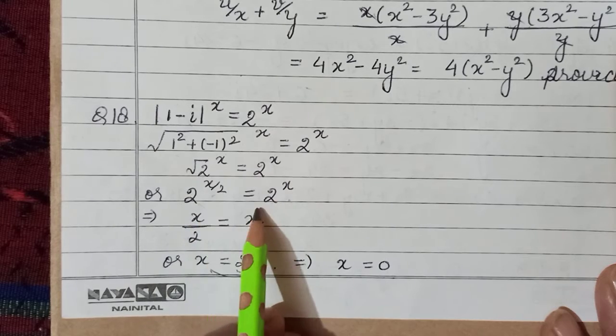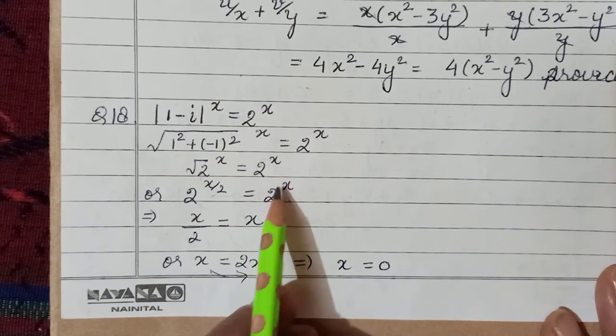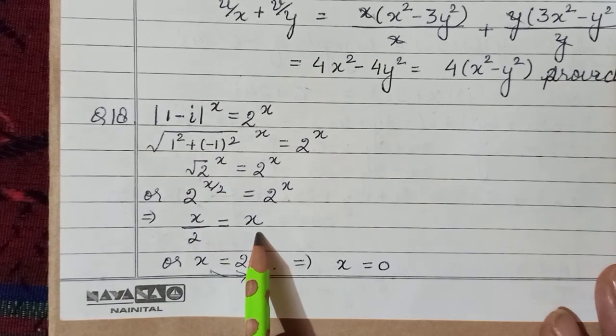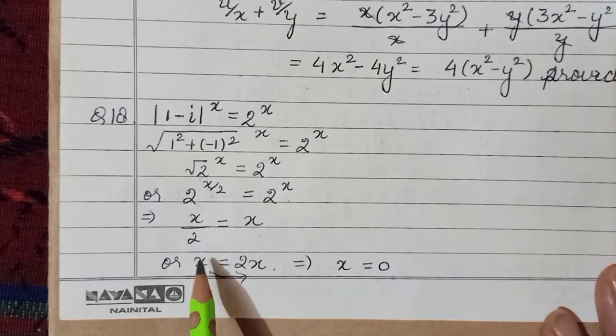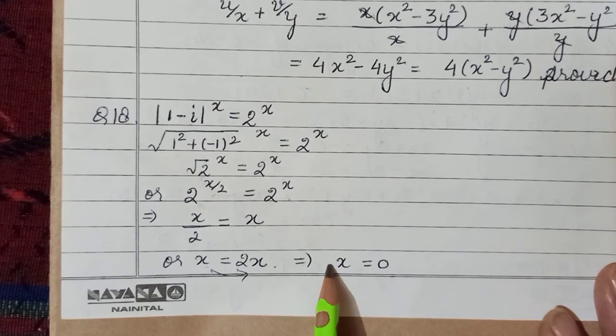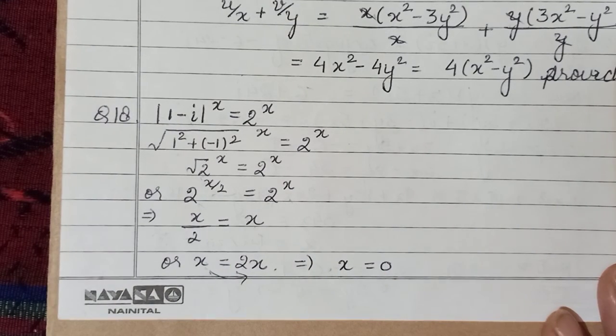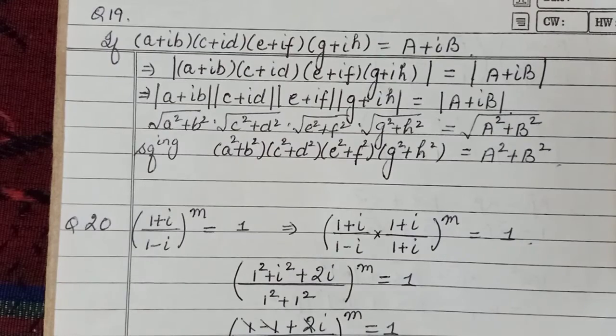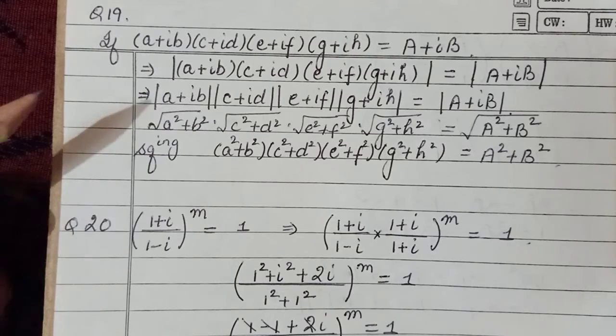Now if the bases are the same, we can compare the powers, equating the powers. x by 2 is equal to x, cross multiplying, x is equal to 2x, taking x to the other side, 2x minus x, which is only x, and here you will be left with 0. So simple enough. The 19th also, children, it's quite simple.